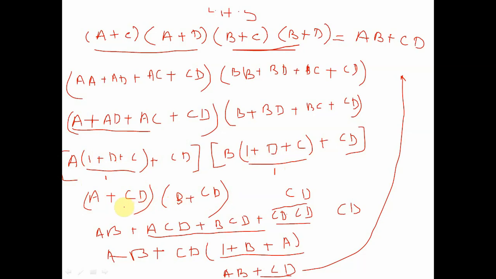Now multiplication takes place again. A is multiplied with B, A with CD, then BCD, and the remaining term is CD into CD, but CD into CD is CD, one time. So we have AB plus CD as the common term, and the remaining term is 1 plus B plus A. But 1 plus B plus A is nothing but 1. So the remaining term is AB plus CD, and this LHS side is similar to the RHS side.